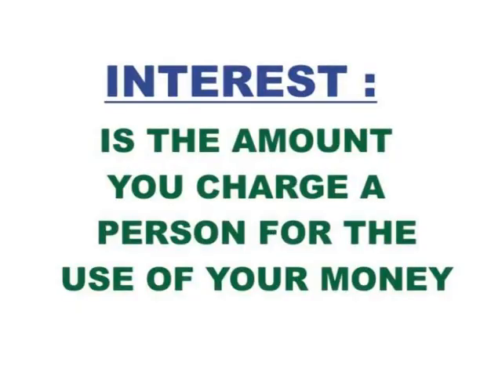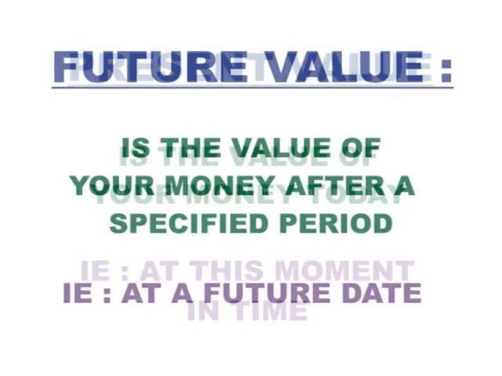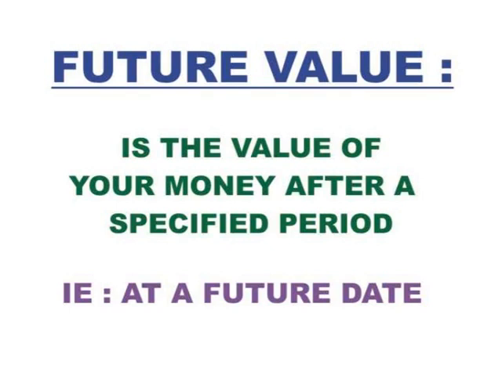Let us now look at 3 definitions that are vital to financial maths. The first one is interest. Interest is basically the amount that you charge a person for the use of your money. Present value. Present value is the value of your money today. Future value is the value of your money after a specified period.